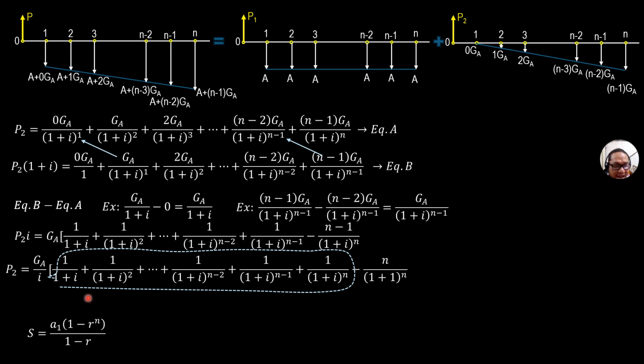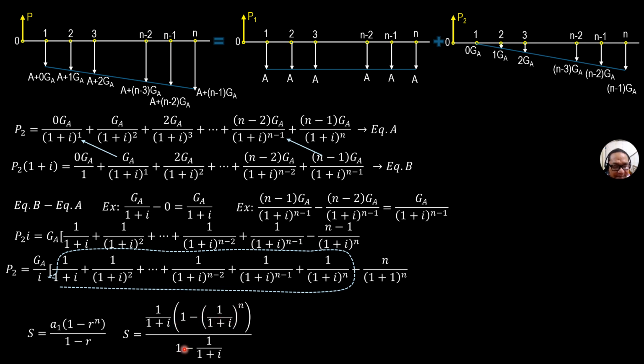As I mentioned, r is 1 over 1 plus i, and that's the ratio of the second divided by the first, third divided by the second, and so on and so forth. Then, the first term is 1 over 1 plus i. So substitute 1 over 1 plus i, quantity 1 minus 1 over 1 plus i to the n, over 1 minus 1 over 1 plus i, 1 minus r. And take note that this is 1 plus i to the negative 1, then raised to negative n. So this is 1 minus quantity 1 plus i to the negative n.